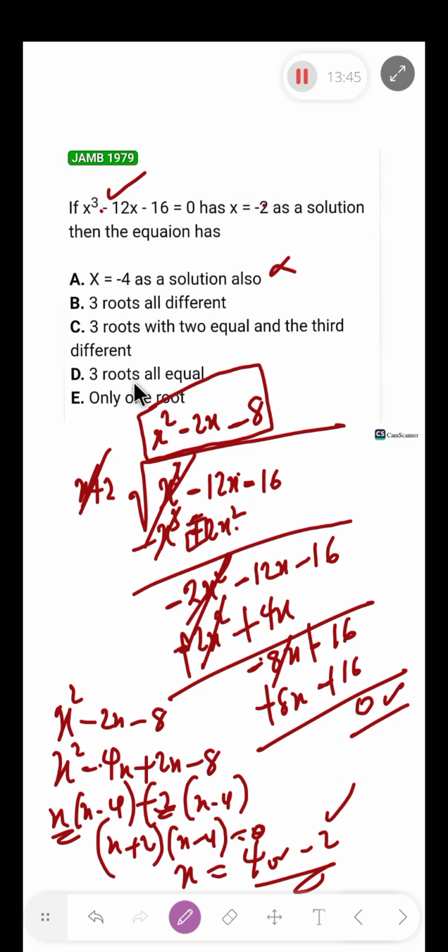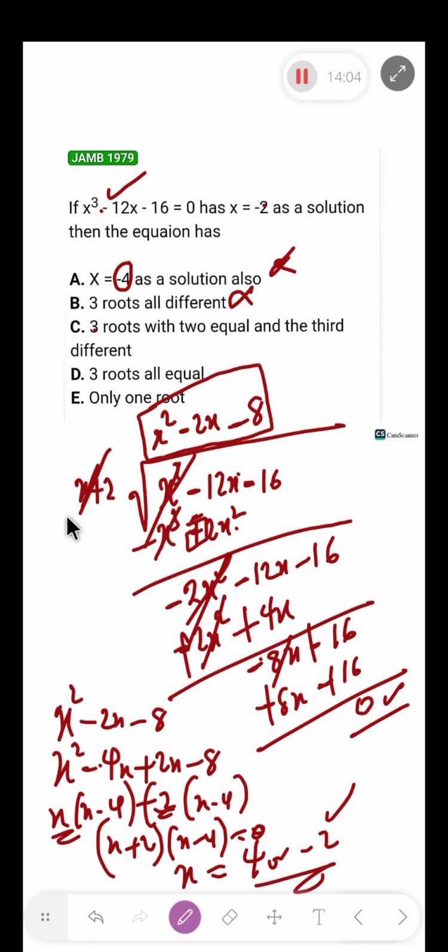And I have x equals 4. This is 4, not minus 4. This is very close to the answer. This is very, very close. So, since this is minus 4, this is wrong. 3 roots all different is also wrong. But I'm going to have 3 roots, which is correct.